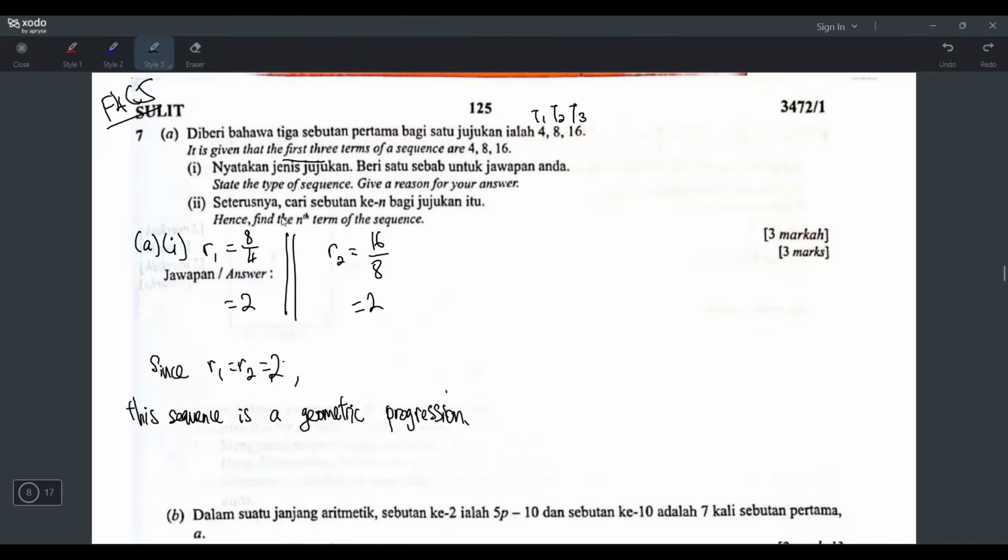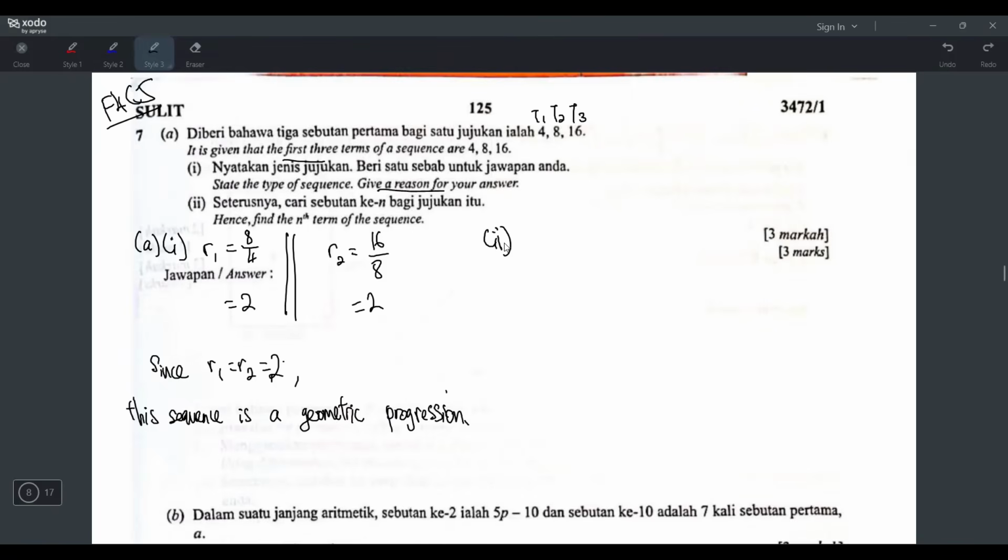So it's either arithmetic or geometric. So it's geometric because it gives you the same ratio. Okay, if you try to find the difference, it's not the same. Yeah, the D is not the same, so it can't be arithmetic. It has to be geometric. And they say give a reason, right? This is the reason. The reason why geometric is because the R1 and the R2 are the same value.